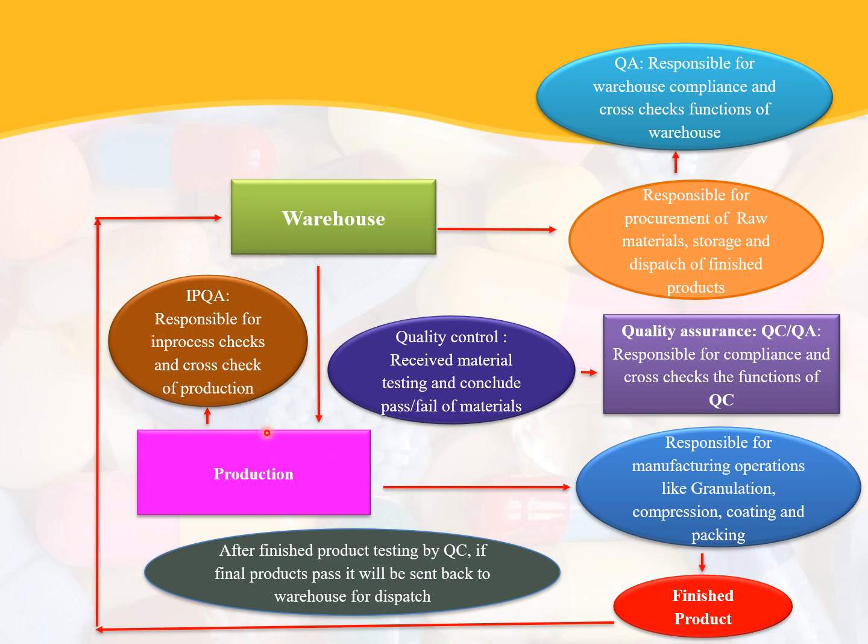So once the materials have passed, they will be sent for production, and here they will undergo various manufacturing operations like granulation, compression, coating and packing. And after that, the finished product will also be subjected to quality control testing, and if the final products pass, they will be sent to the warehouse for dispatch. So this is the overall process or flow chart of a pharmaceutical industry.